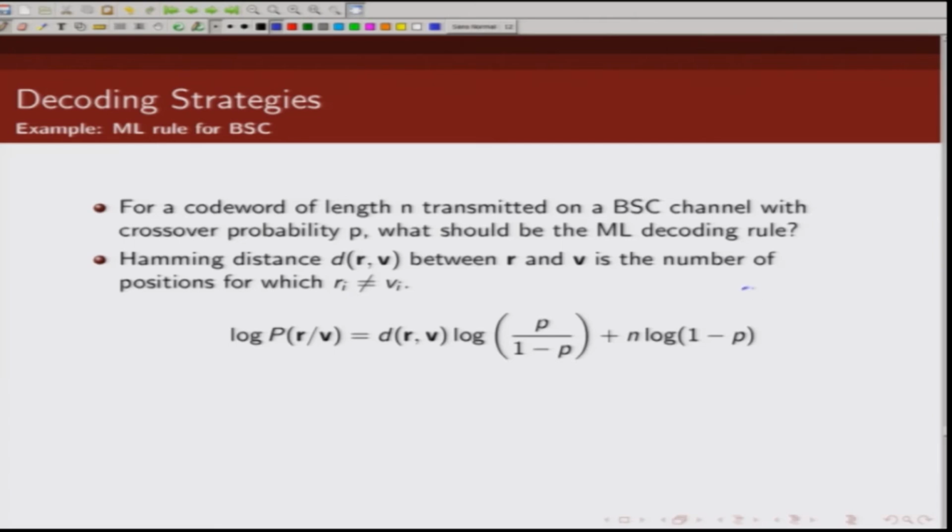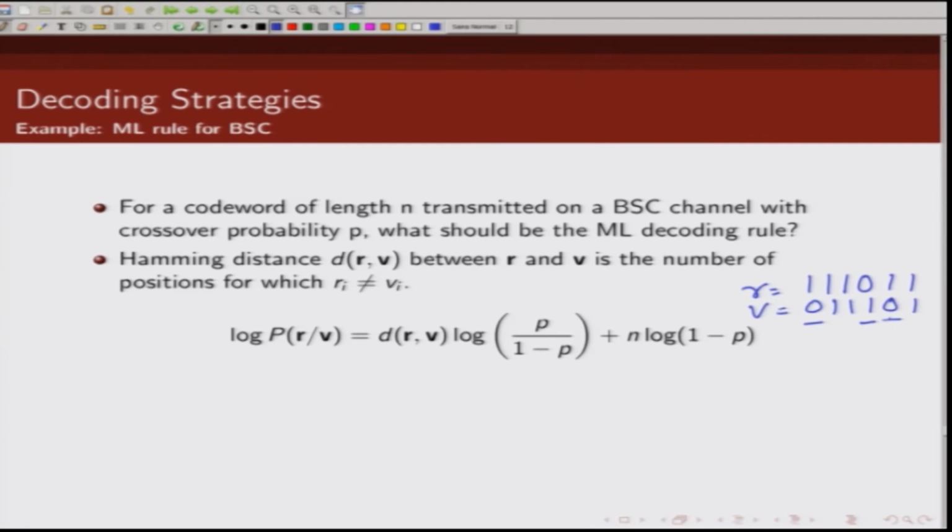So, for example, let us say R is 1 1 1 0 1 1 and V is 0 1 1 1 0 1. What is the Hamming distance? It differs in the first location, that is 1. It does not differ in the next two. It differs here, that is 2, and it differs in this location, that is 3. It does not differ in the last location. So, R and V differ in 3 locations, and the Hamming distance between R and V is 3.